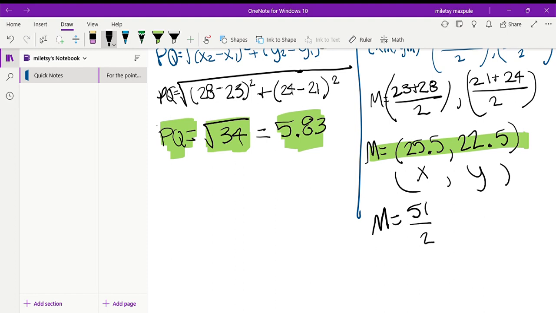So we could actually also list it as 51 over 2 and 45 over 2. According to Mathway, it wasn't really simplified, so I guess it can be either or.